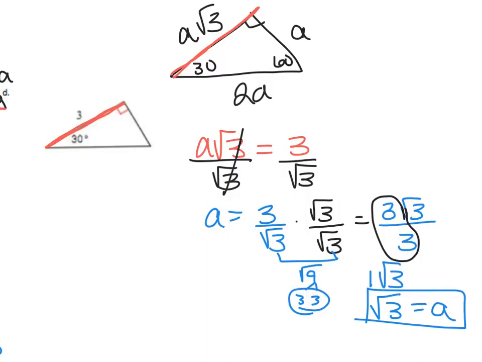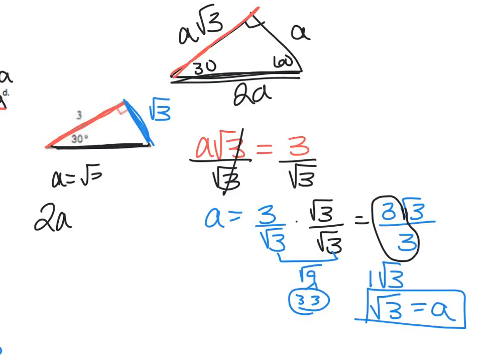Okay, so the side that's a in my triangle that I was given or asked to find is the side that's across from the 30, opposite the 30. So this is root 3. Okay, then the hypotenuse is the 2a. So if I have 2a and I know a equals what? Root 3? You're going to substitute that in. So 2 times root 3. And there's nothing to simplify here. So that last side of the triangle is 2 root 3.